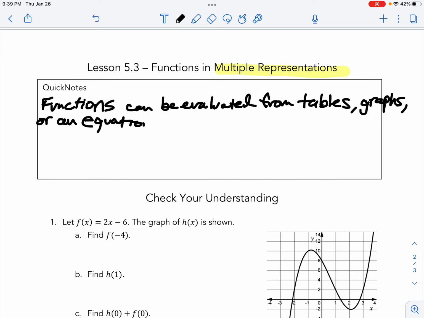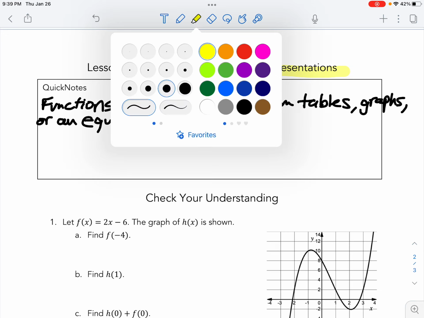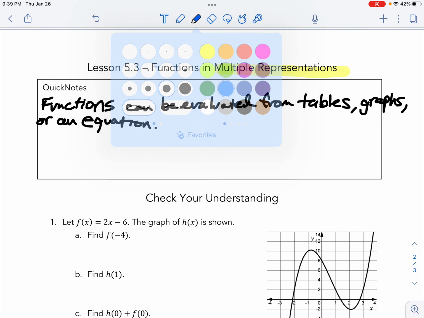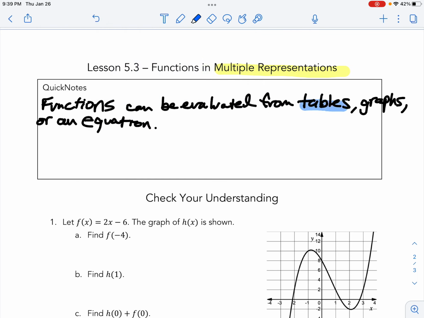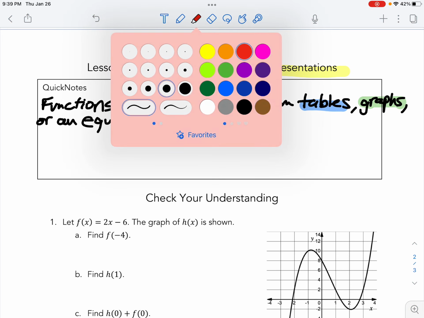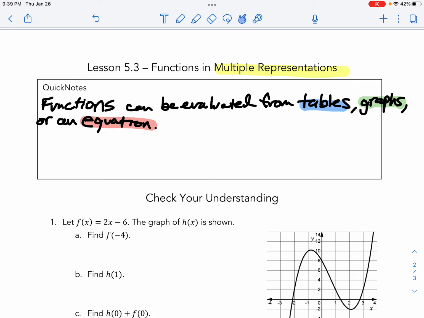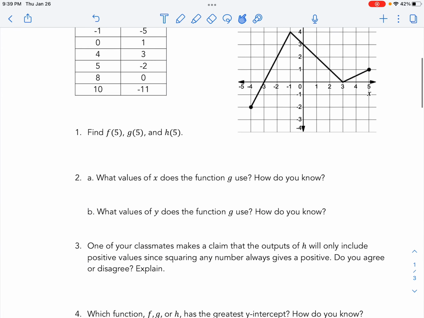So generally speaking, as we move through this class, we're going to see a lot more equations and graphs, and we will have tables pop up in terms of being able to model different pieces of data from time to time. But we've seen already on this paper tables and graphs and equations.